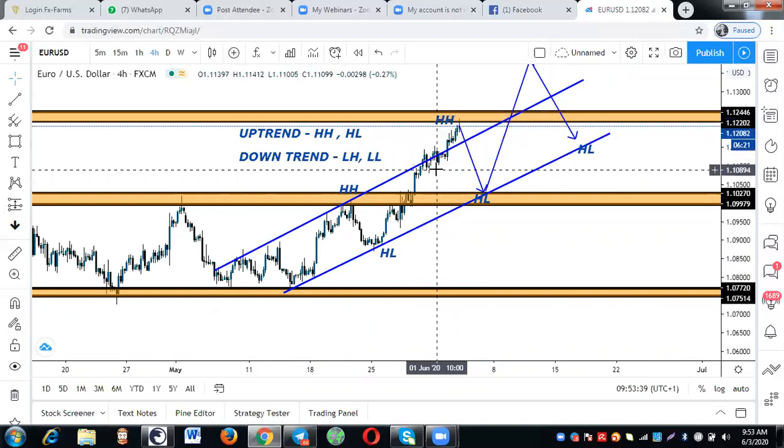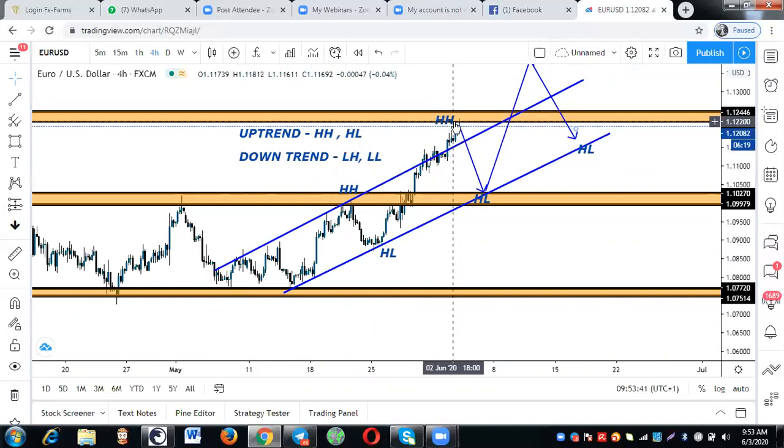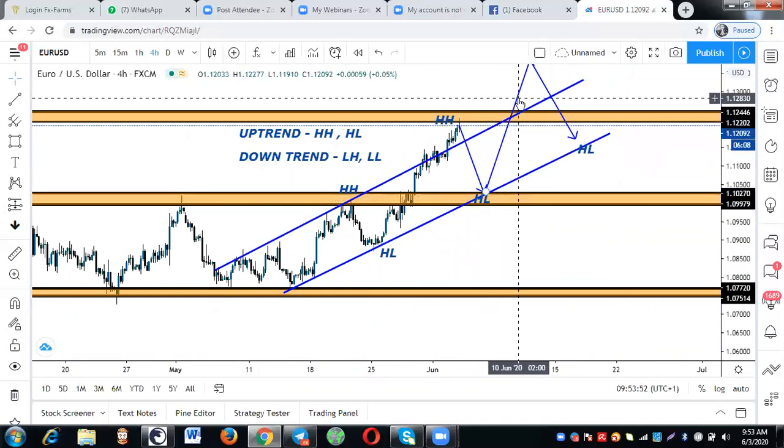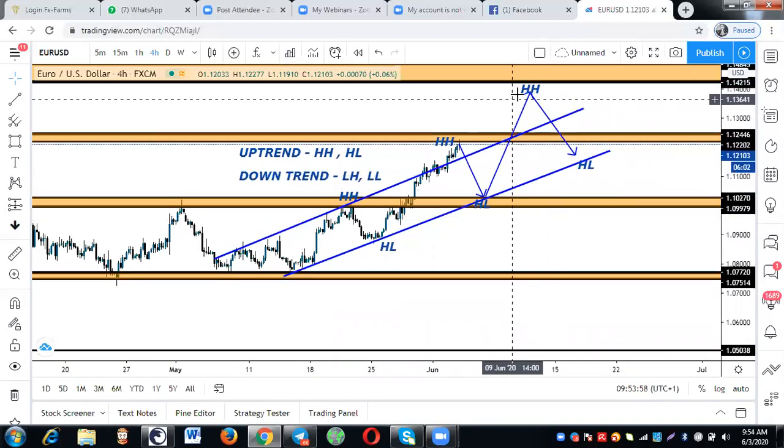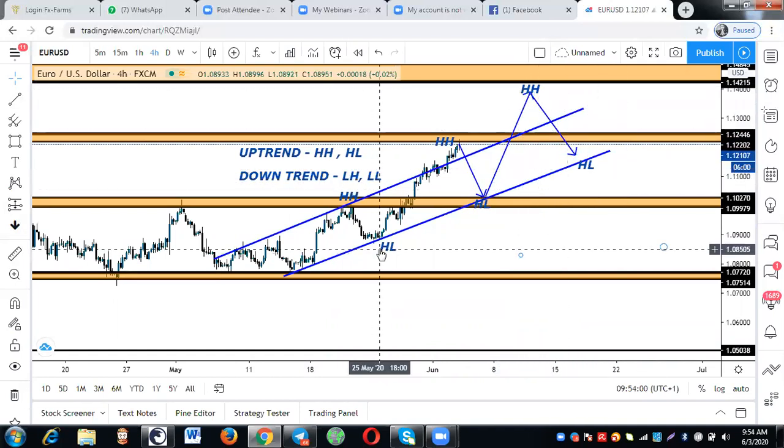So that means this trend most likely will keep going up, or it can come back. If it forms a higher low, then we're still on an uptrend. That's just it for uptrend and downtrend, how to identify it.